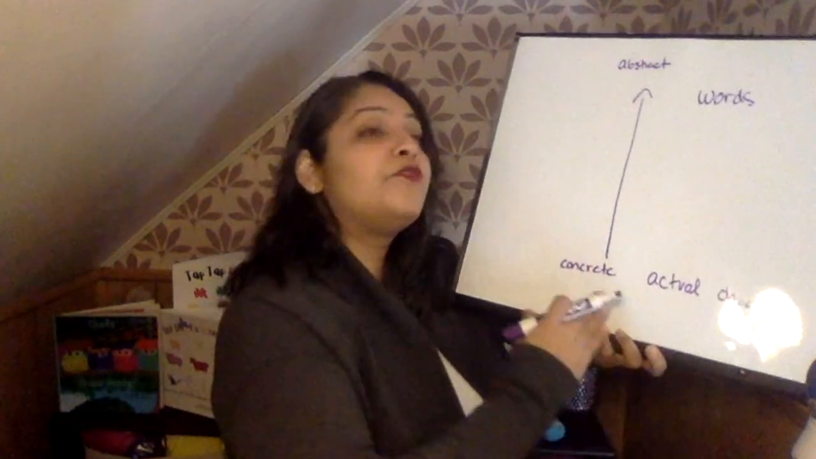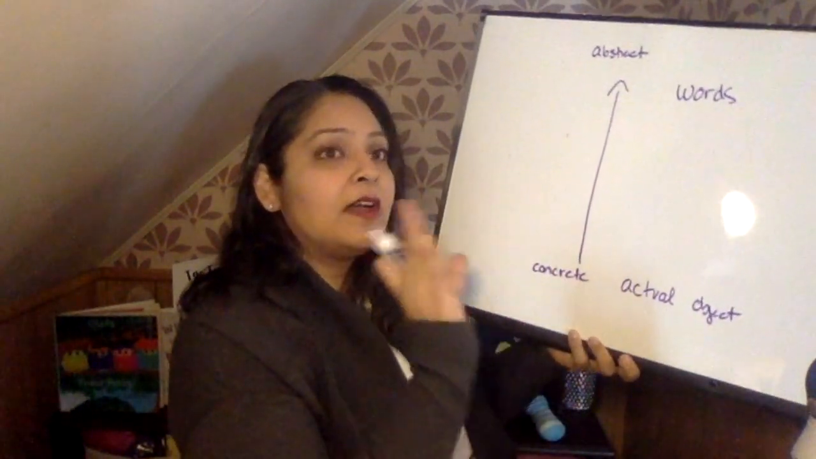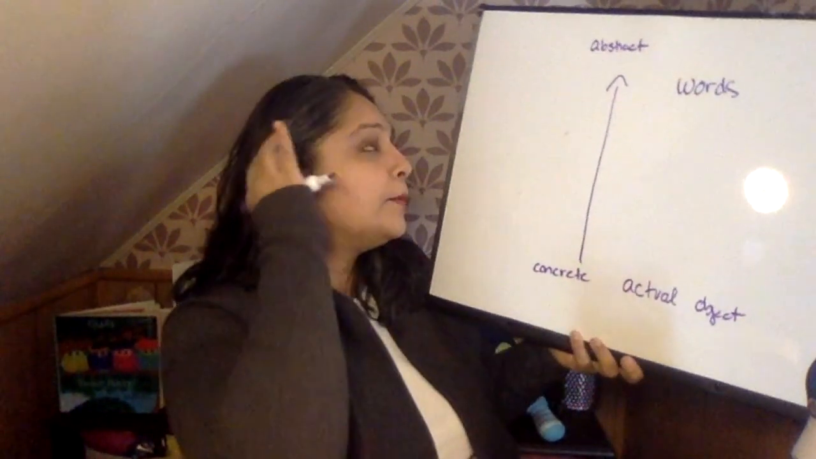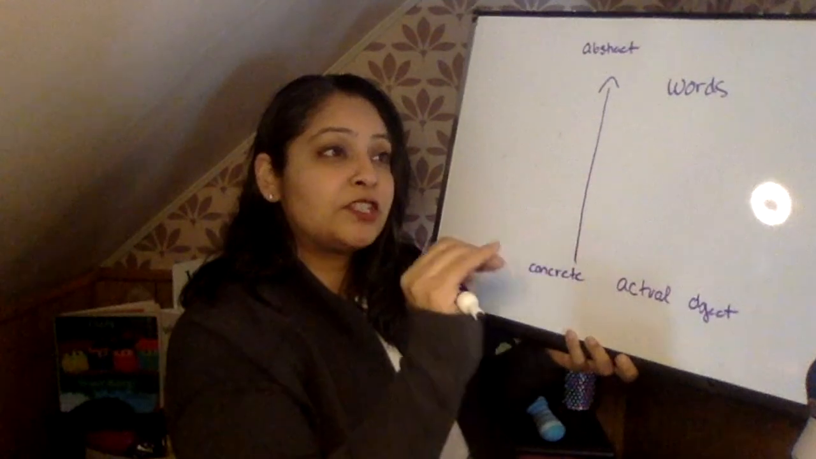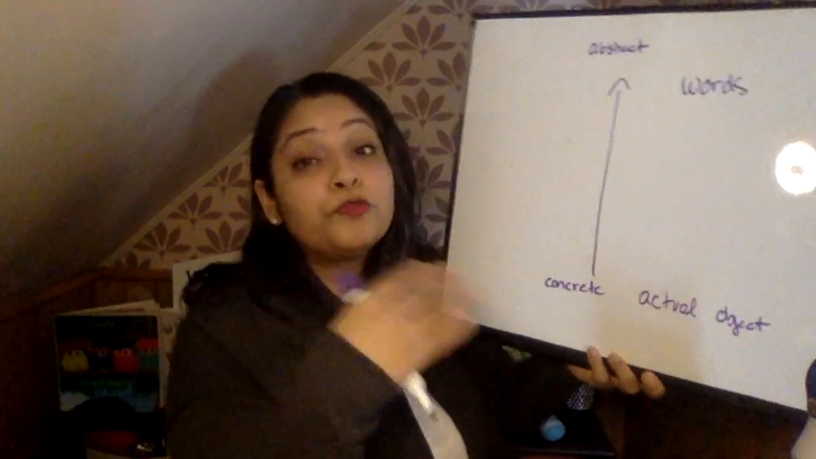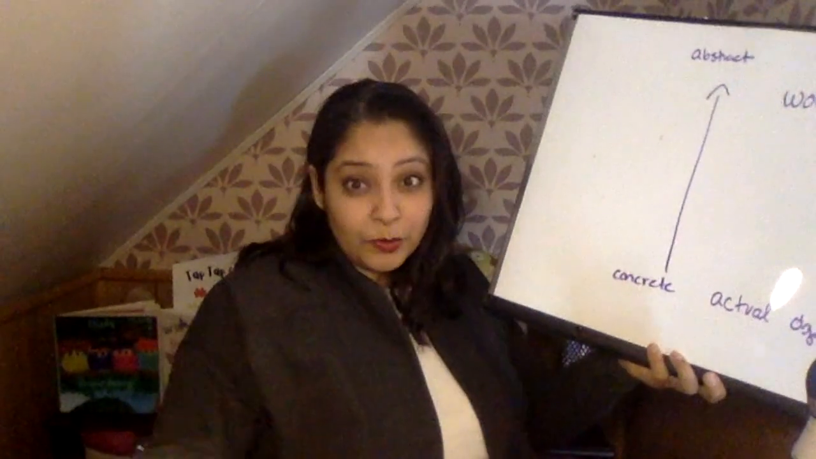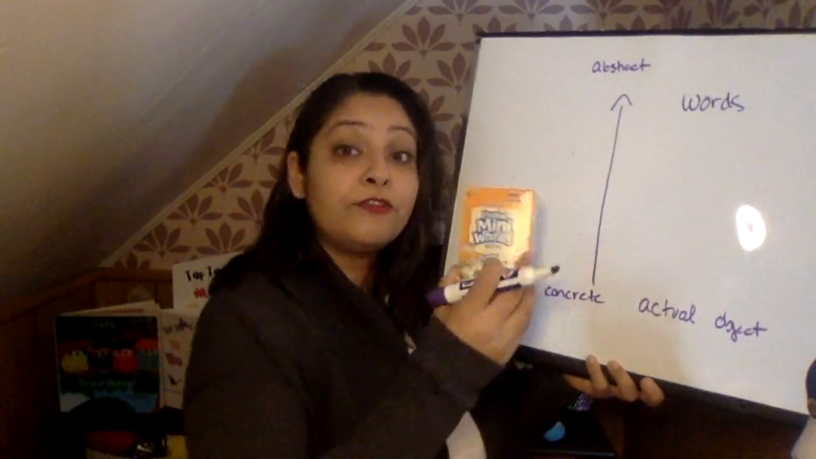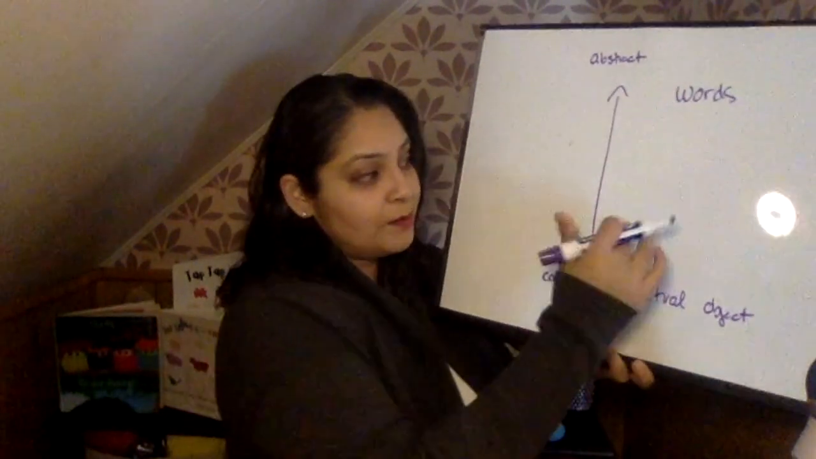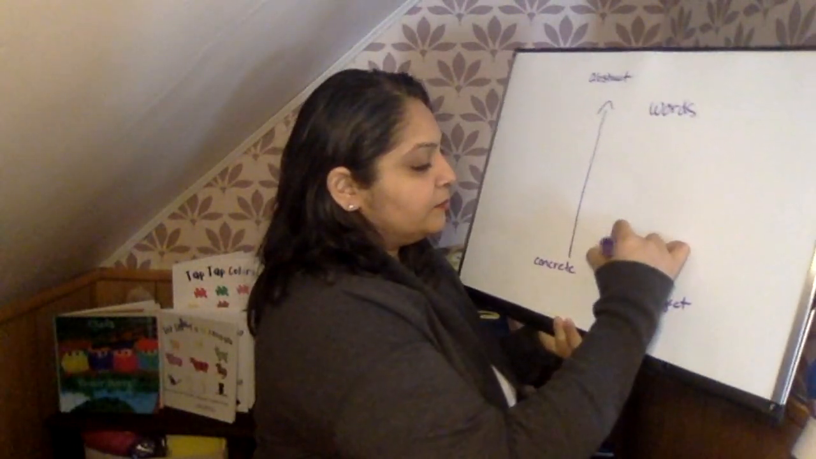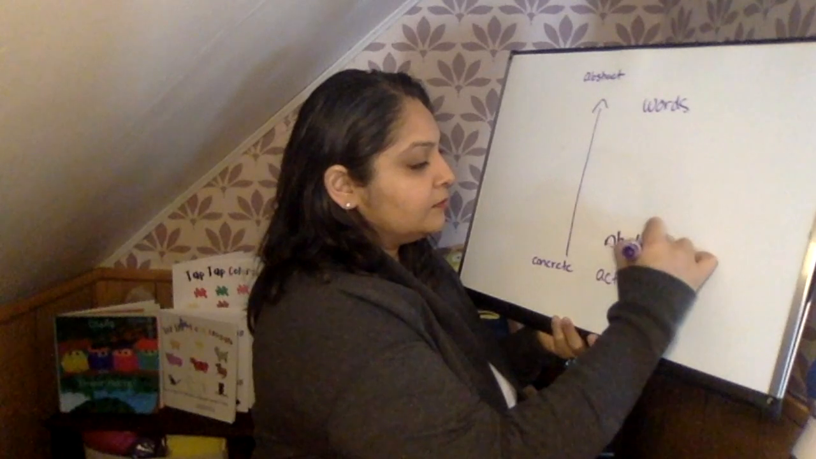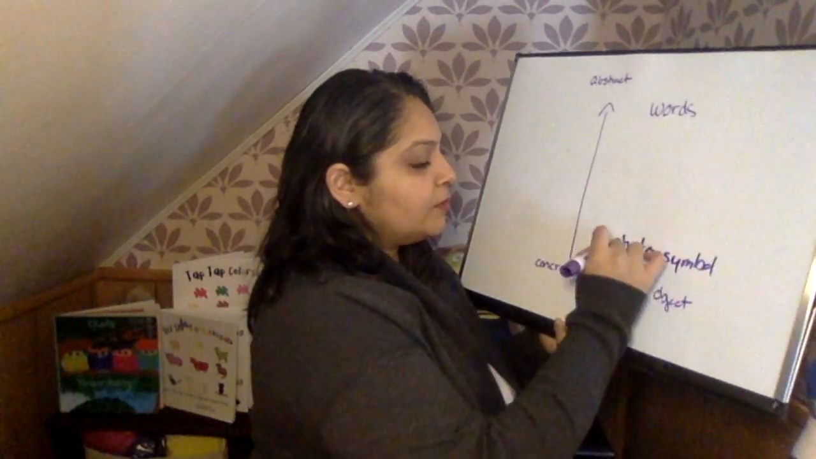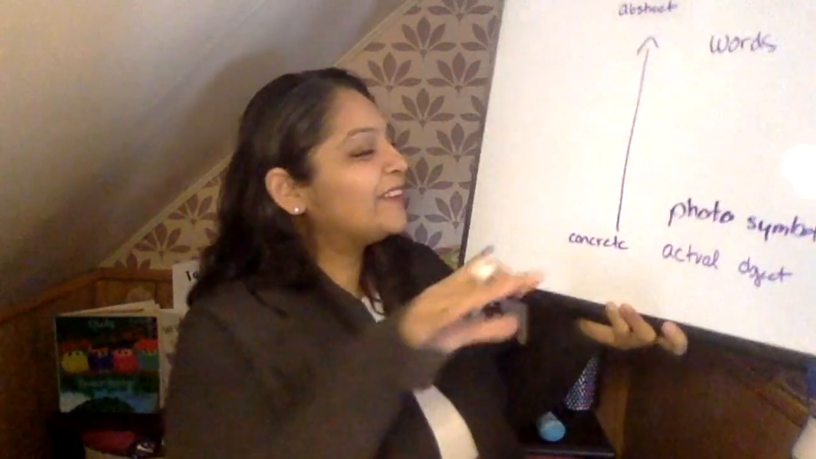So if you want to move them up, say you have a kiddo who's showing you that they're starting to match with puzzles, they're showing you that they can match some pictures to objects, or you've been working on it. So how do we work on that? I have my object here, and then I also have a photo symbol. That's the next step up. So let's write that here. I think you get where I'm going, right?